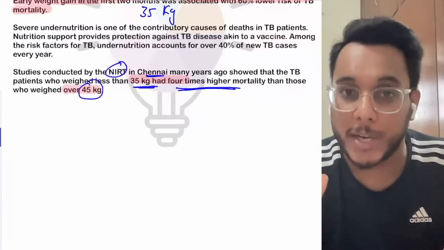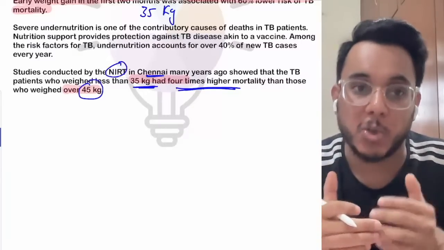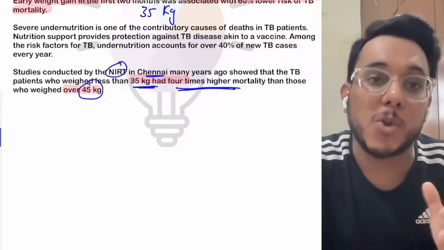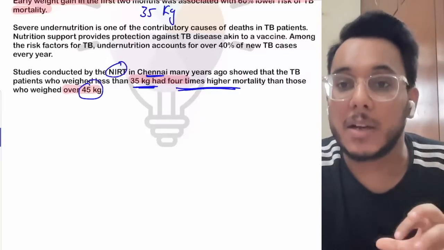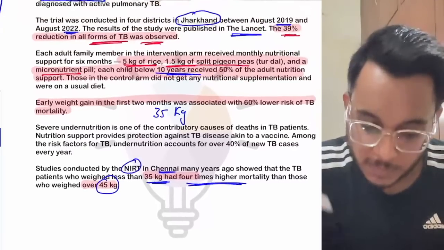And if people have good nutrition, they can fight the TB. They will not get the TB infection, or even if they have got it, the TB will not manifest as a potential TB. Okay, so this is about it.